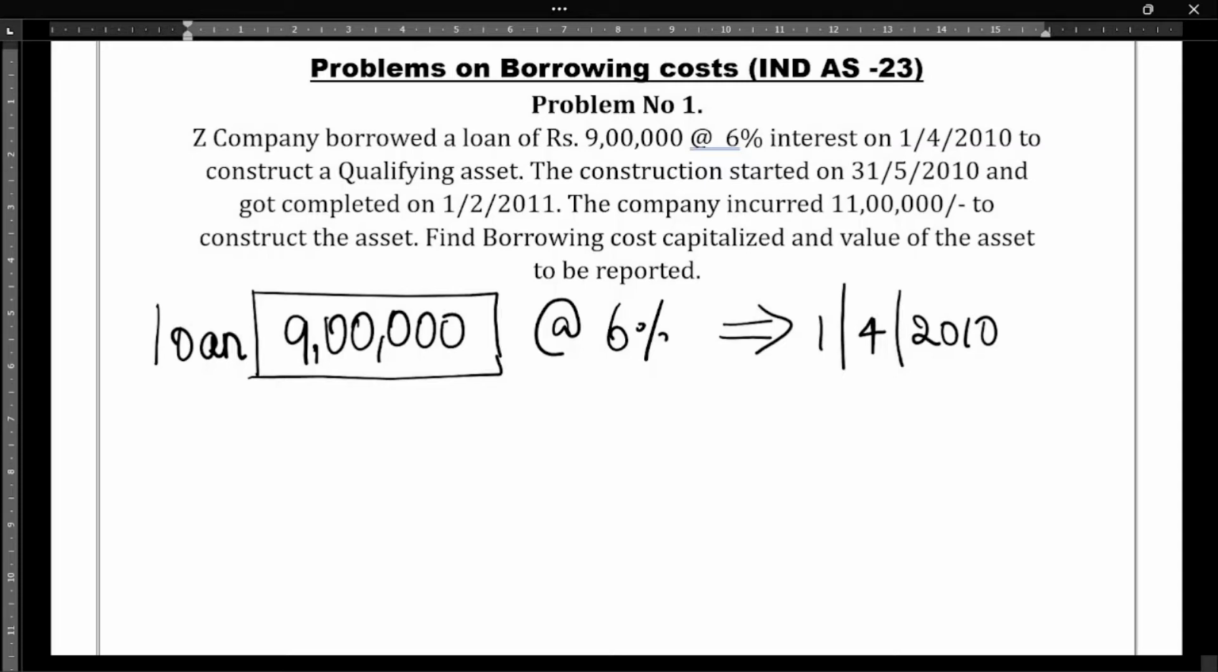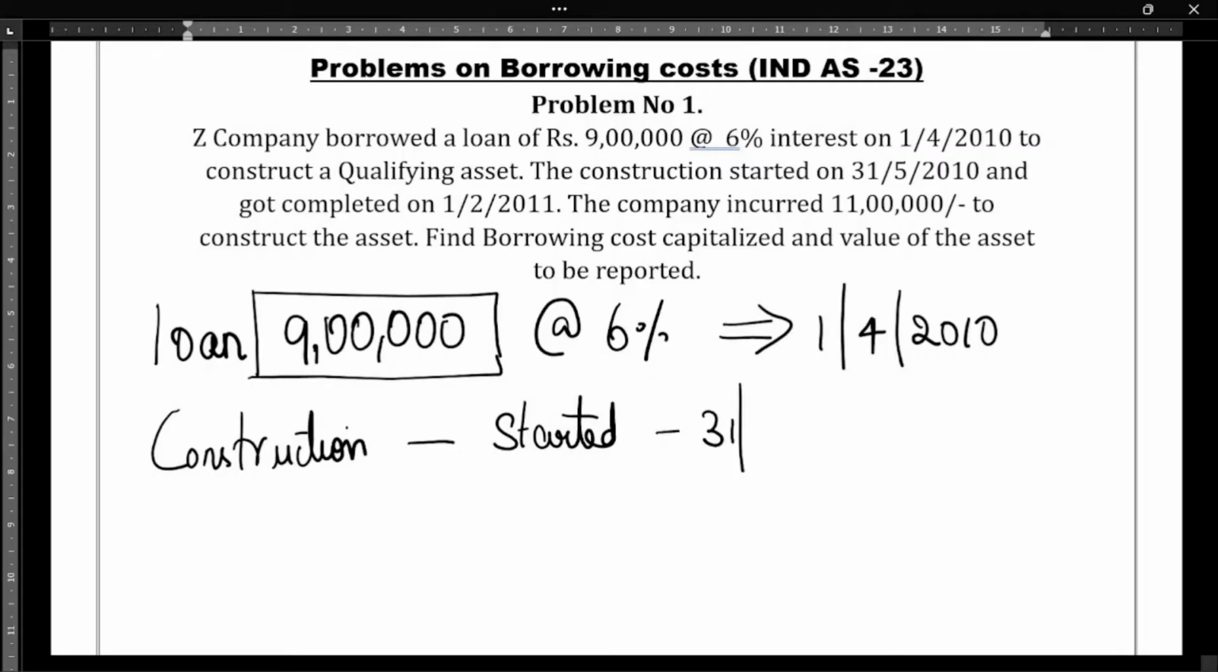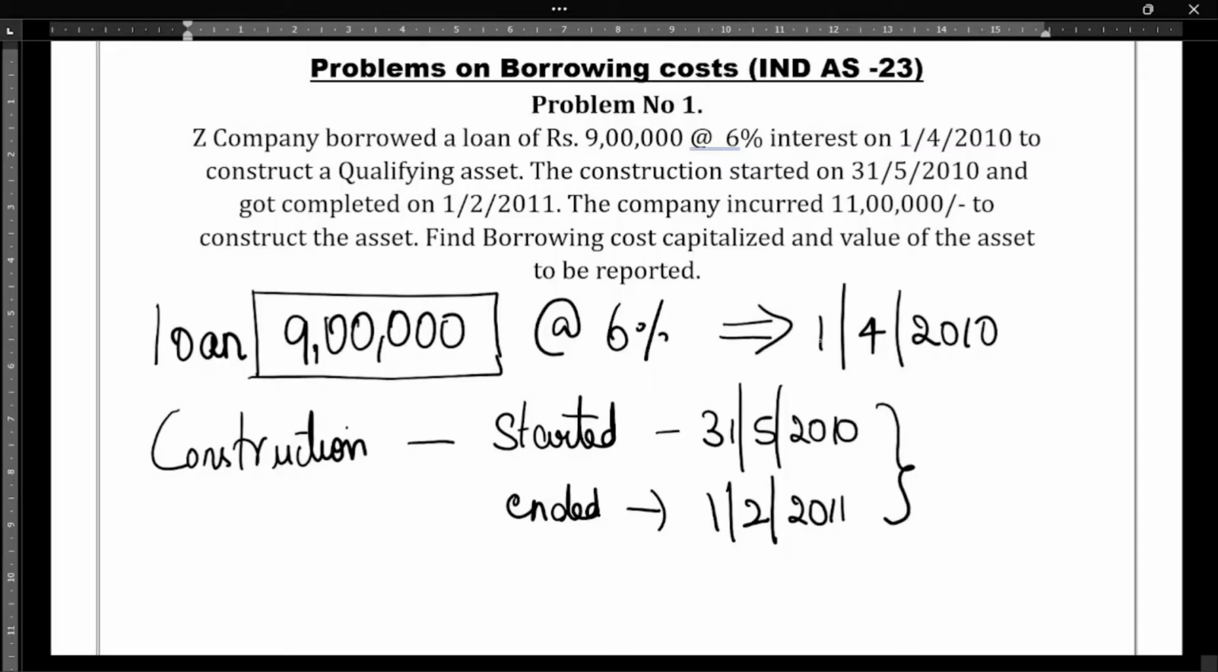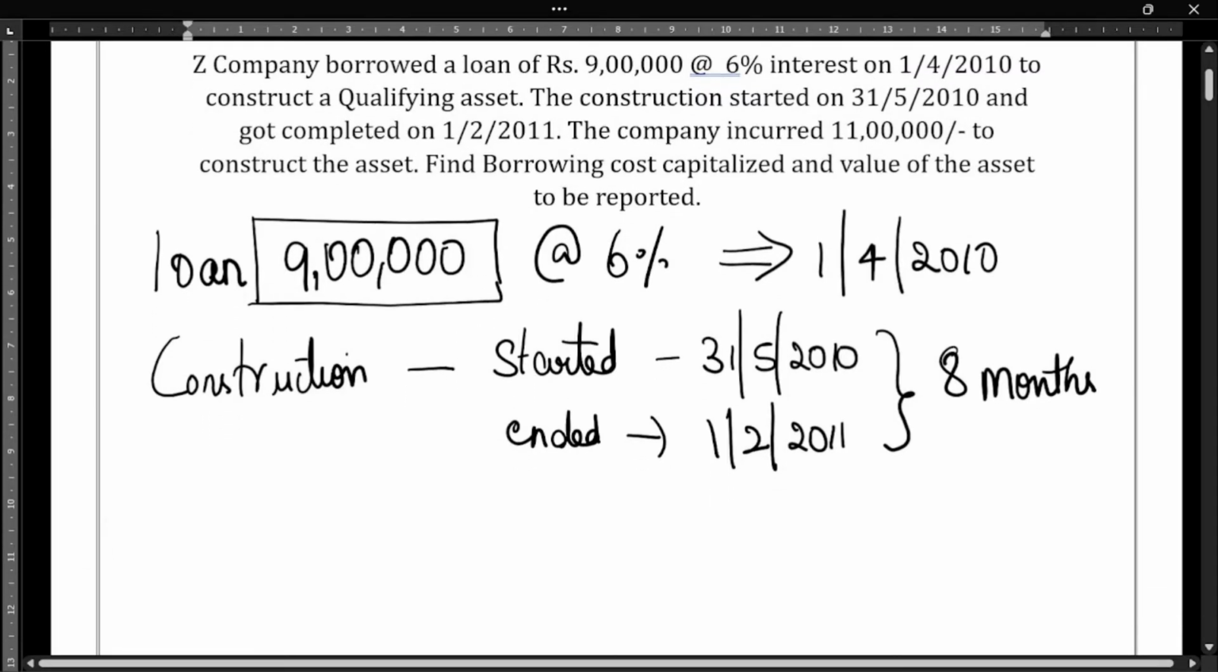The construction of the qualifying asset started on 31st May 2010 and ended on 1/2/2011. So how many months was the asset constructed? Start counting from June: June, July, August, September, October, November, December, January. February we should not consider because it is completed on February 1st only. So 8 months. The company took 8 months to complete the construction of the asset.